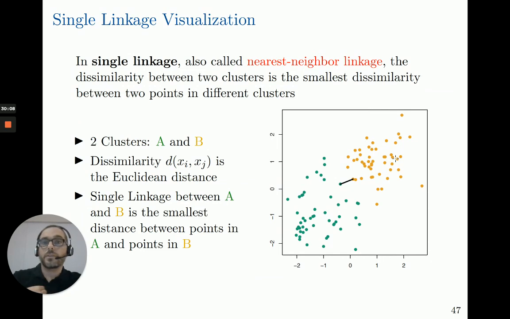Single linkage is also called the nearest neighbor linkage. The dissimilarity between two clusters is the smallest dissimilarity between 2 points in different clusters. So you have two clusters, A and B, A green, B yellow. We have the dissimilarities, the Euclidean distance, and the single linkage between A and B is the smallest distance between 2 points in A and B, and here it is defined as this distance here.